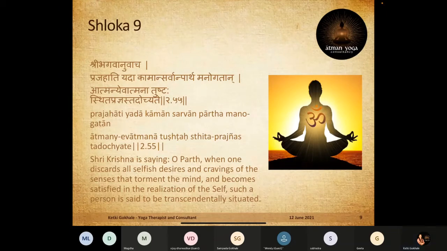Prajnastadochyate. Shri Krishna is saying, O Partha, when one discards all selfish desires, sakama karma, and cravings of the senses that torment the mind again and again, and becomes satisfied in the realization of the self, such a person is said to be transcendentally situated. That is sthita prajna.